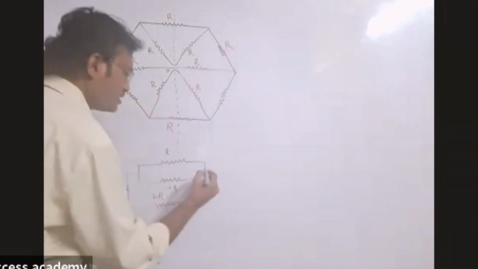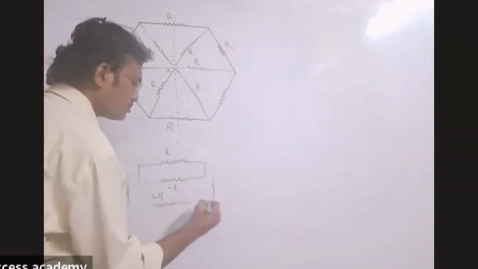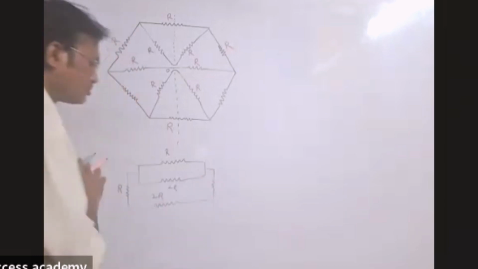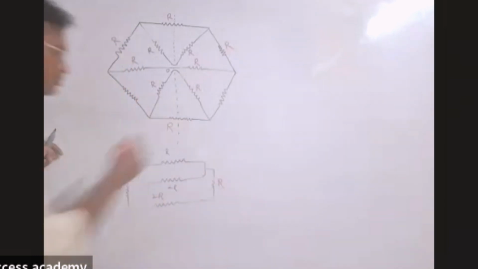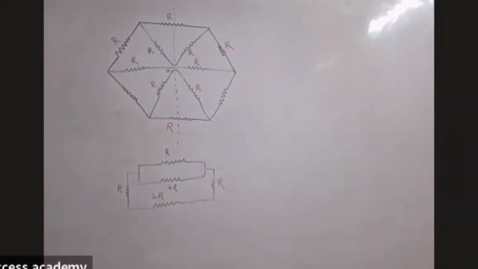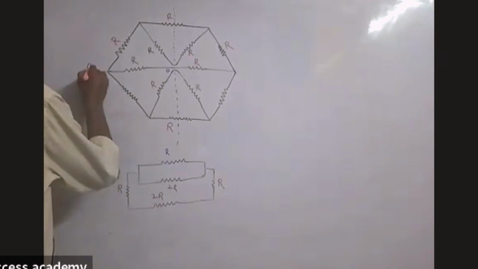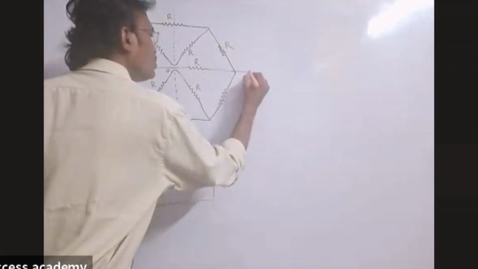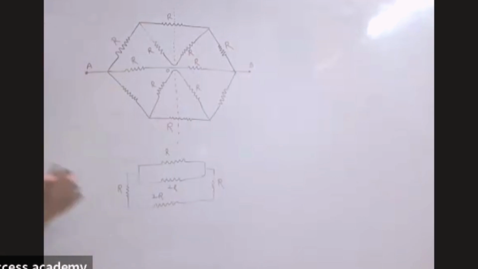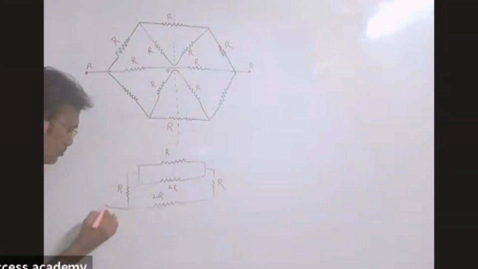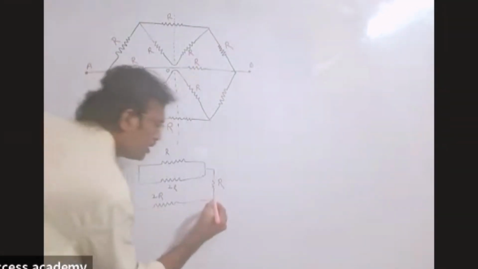This is R. I consider it like this. Now observe carefully. The same circuit is present in the downward direction also. Here I am naming this one A and this is B. With respect to AB, I need to calculate the effective resistance. This is A and this is B.